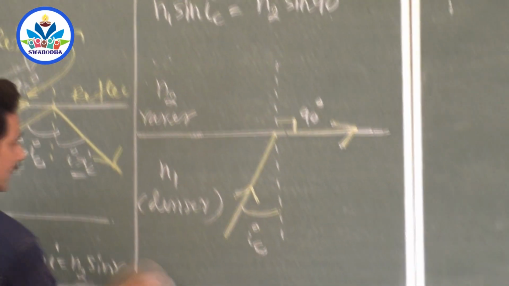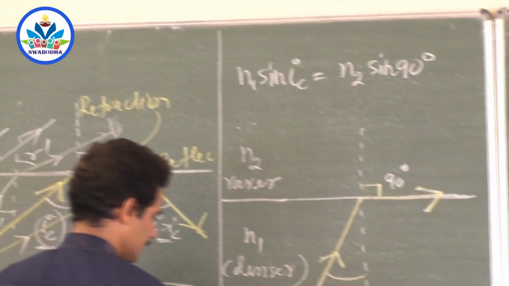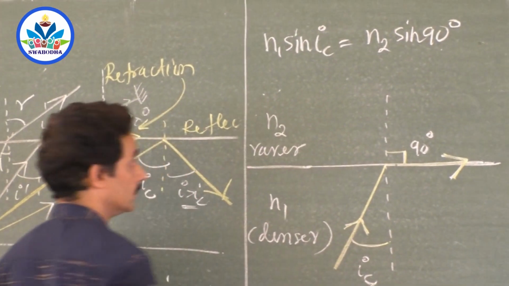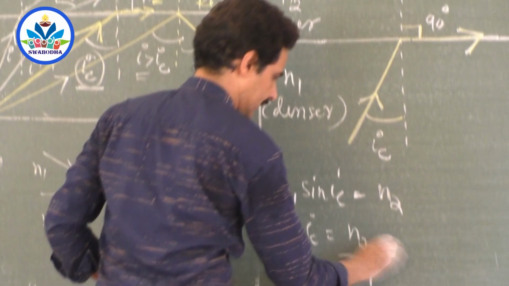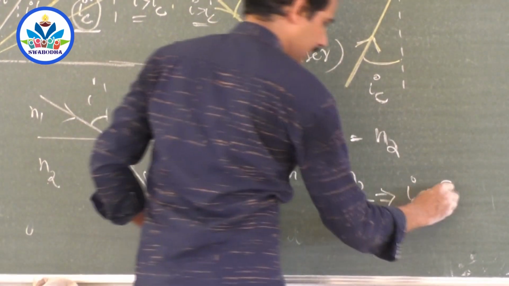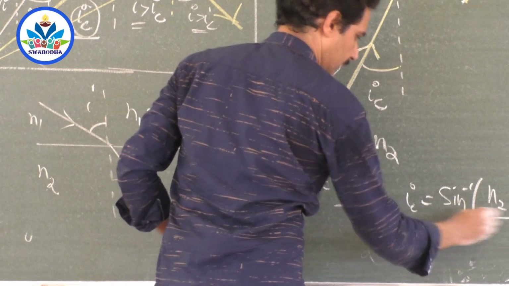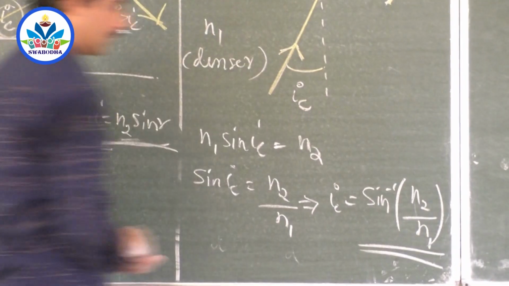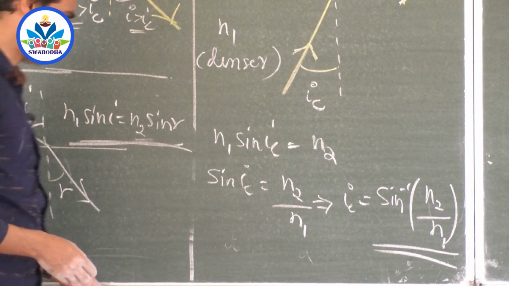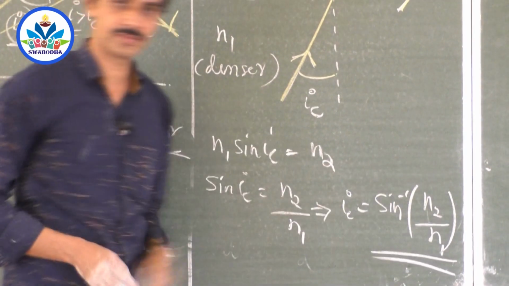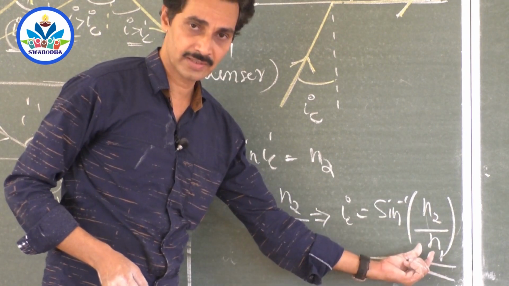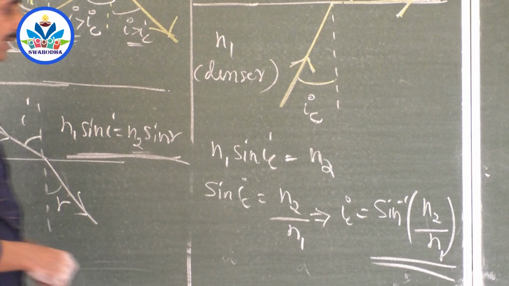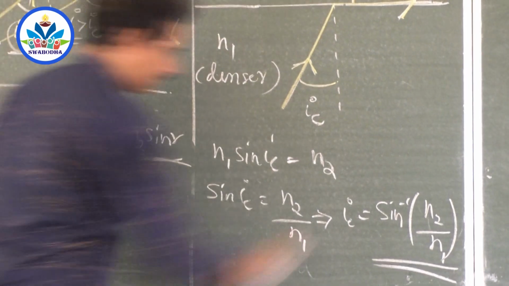So I will jump here now. N1 sin IC is equal to N2. What is sin IC? N2 by N1. What is the critical angle then? Critical angle is sine inverse of N2 by N1. So the critical angle is the sine inverse of the refractive index of the rarer medium to the refractive index of the denser medium. You see here, this ratio is the refractive index of the rarer medium to the refractive index of the denser medium. IC is equal to sine inverse of N2 by N1, a small derivation, right?